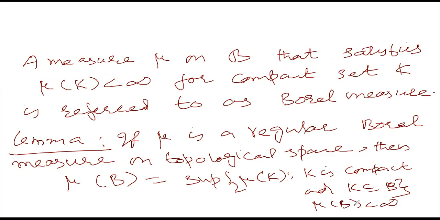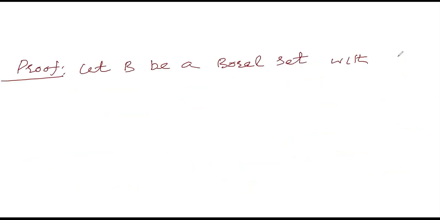If mu is a regular Borel measure on a topological space, then mu of B is equal to the supremum of mu of K, where K is a compact set and K is a subset of B, and where B is a Borel set such that mu of B is finite.